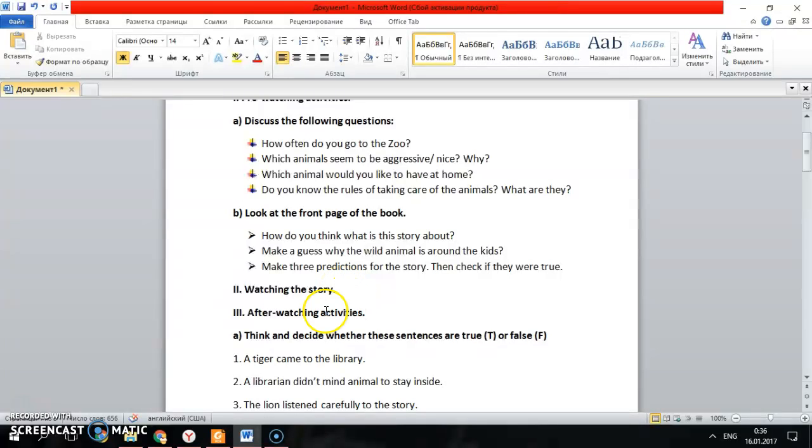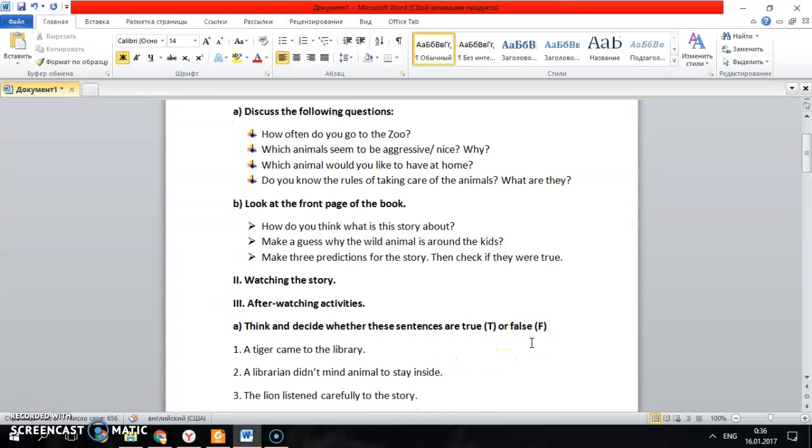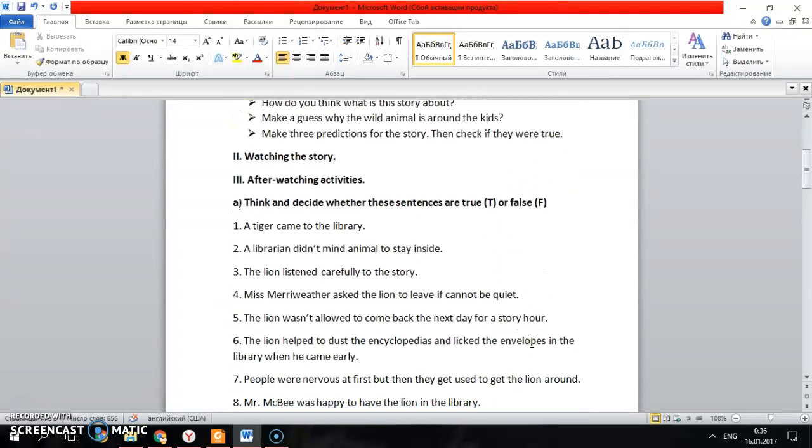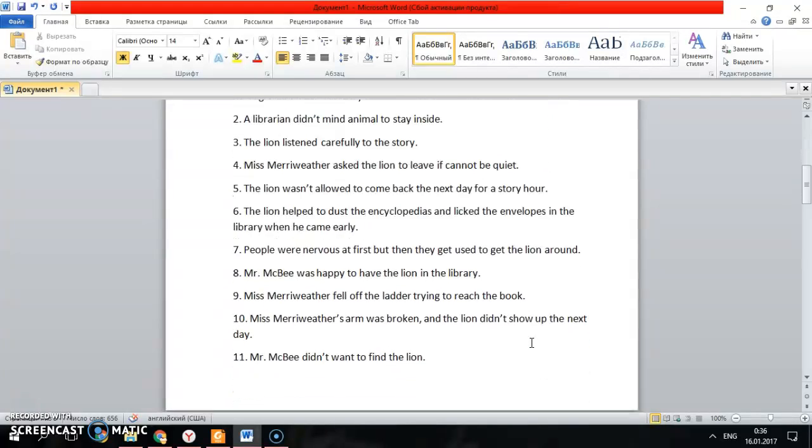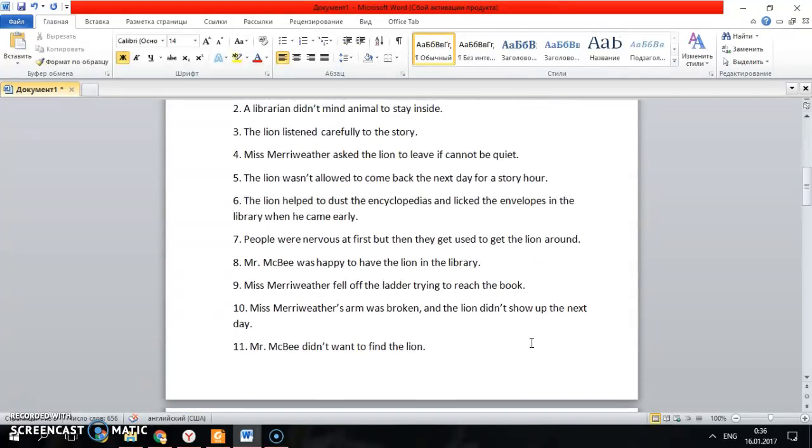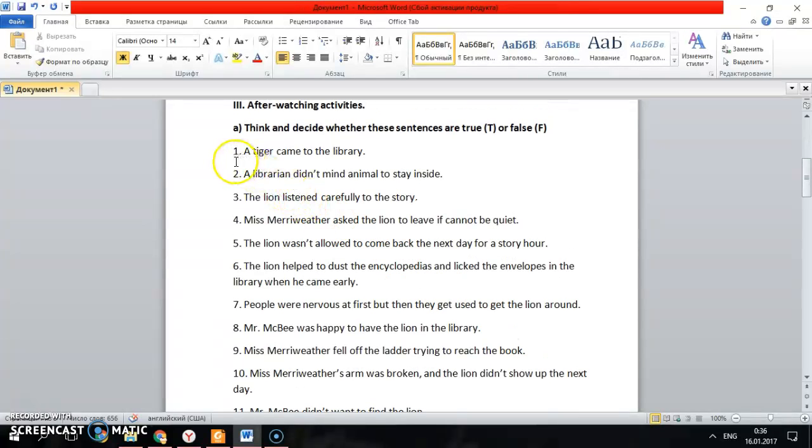After watching the story, I will suggest my students do after-watching activities. For this, we will make the first activity: think and decide whether the sentences are true or false. We can see 12 sentences, and my students will have to read these sentences and decide if they are true, T, or false, F.